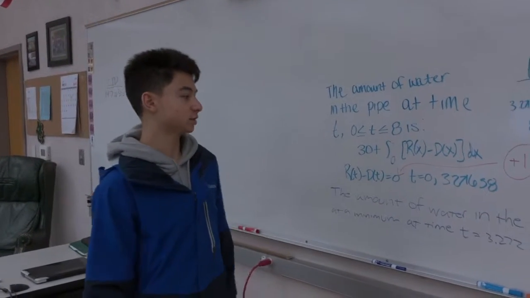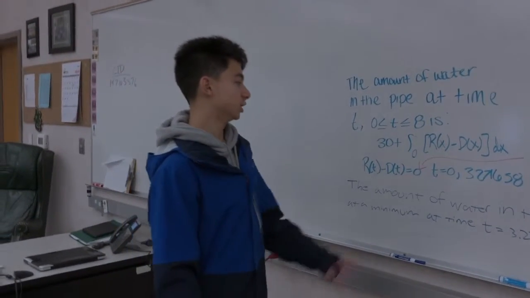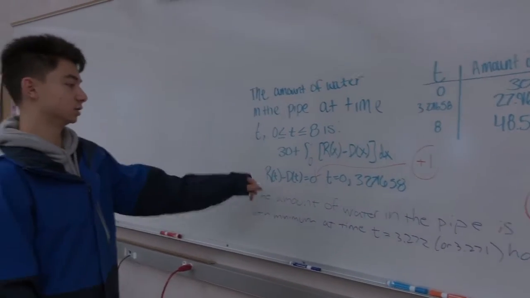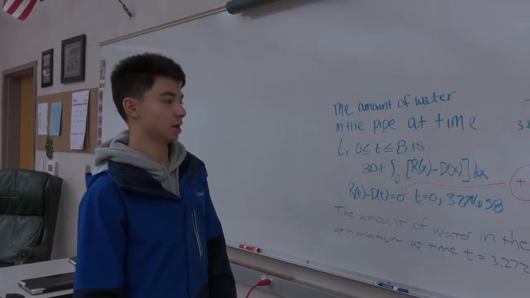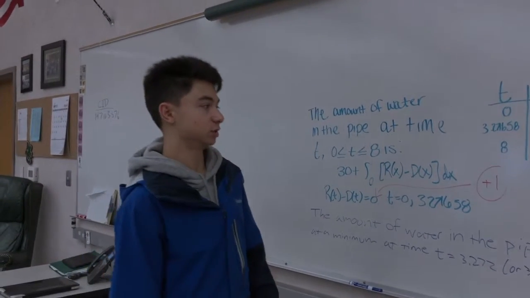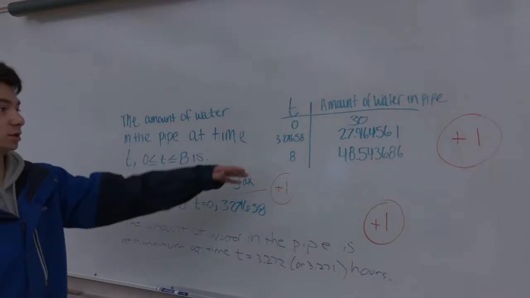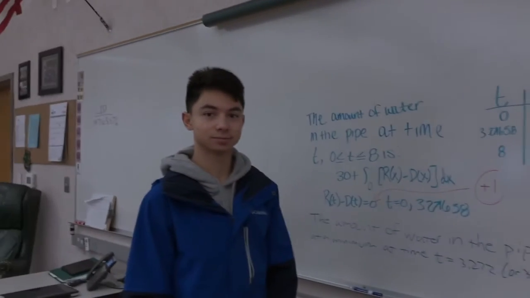So 2 common mistakes for this problem. One of them was not acknowledging the R of t minus D of t equals 0, which really sets you up to finding the critical point. And then the next thing that people missed was justifying that this value is actually the minimum and comparing it to the other 2 endpoints.